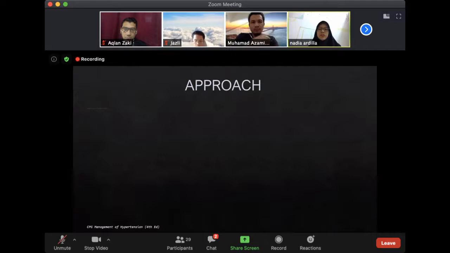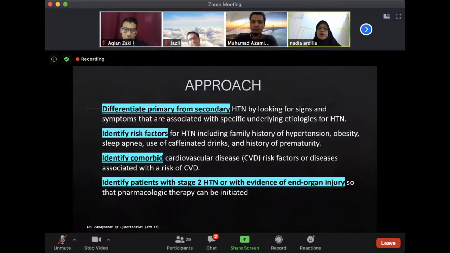So when we meet a child with elevated blood pressure, how do we approach them? First of all, we need to differentiate whether it is primary or secondary hypertension. If it's primary, we manage accordingly. If it's secondary, we need to identify the underlying factor, identify the risk factor. Then when we have identified primary or secondary, we find the risk factor, whether it's due to family history or due to underlying disease.